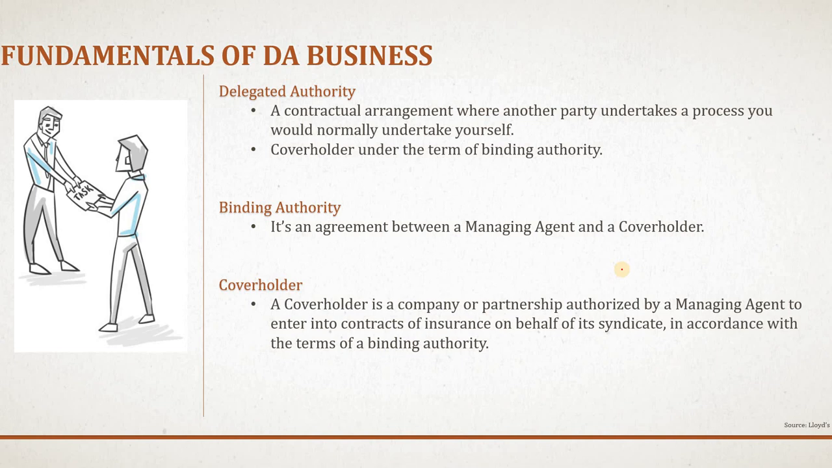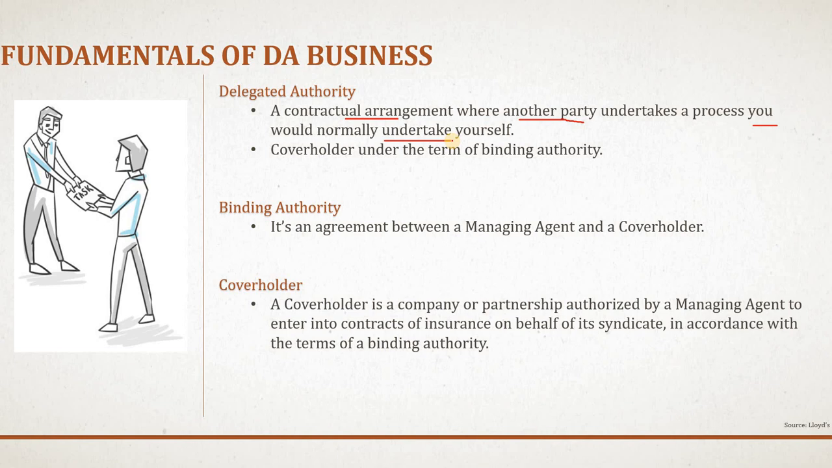So the question arises, what is delegated authority? A delegated authority is a contractual agreement where another party undertakes a process you would normally undertake yourself. So what does it actually mean from the managing agent's point of view? Delegated authority refers to an agreement whereby a managing agent delegates his authority to enter into the contract of insurance to a third party. So basically we are talking about a managing agent delegating his authority of underwriting to somebody else.